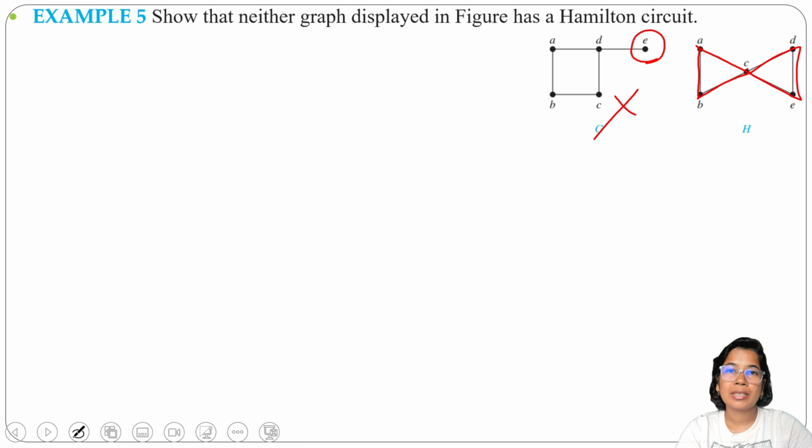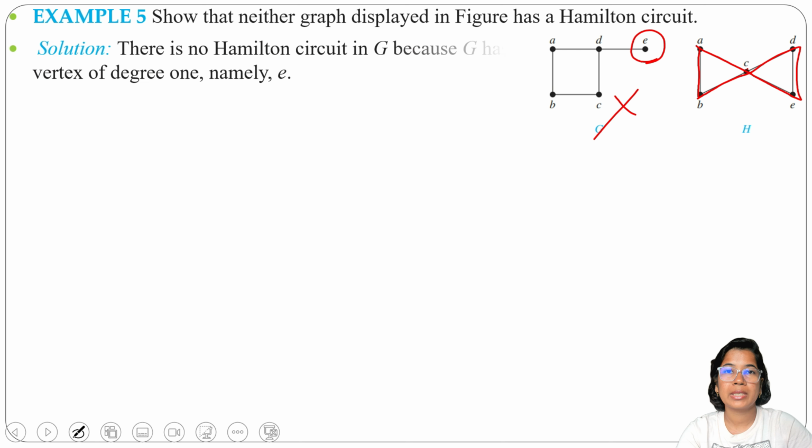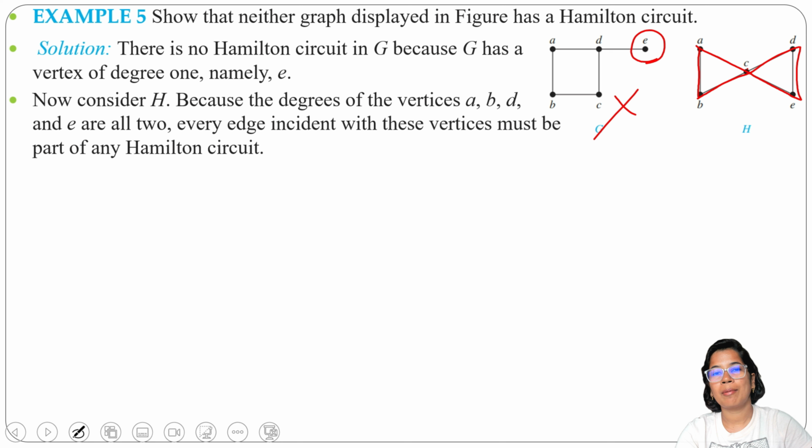In the case of a Hamilton circuit, every vertex should be visited exactly once. Here we are visiting C 2 times. That's why a Hamilton circuit isn't possible. But here an Euler circuit is possible and an Euler path is possible, but not a Hamilton circuit.